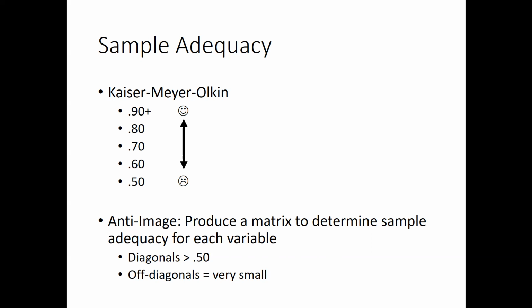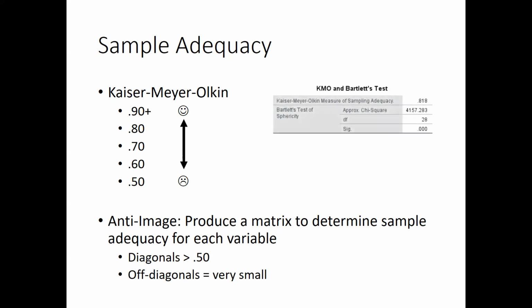Sound good? Okay. 2 pulse checks. I like to call them pulse checks. All right, so here's what the output looks like for KMO. As I said before, 0.9 is great. This is 0.818 in this example. So good stuff here, right?